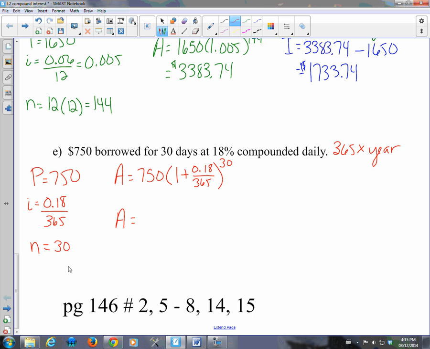We'll try that again. Maybe we'll get an answer that makes a little more sense. Exponent 30, times 750. That makes a little more sense. $761.18. So you've really got, as you see, to watch those compounding periods. Because it's compounded daily and invested for 30 days, your n is 30.